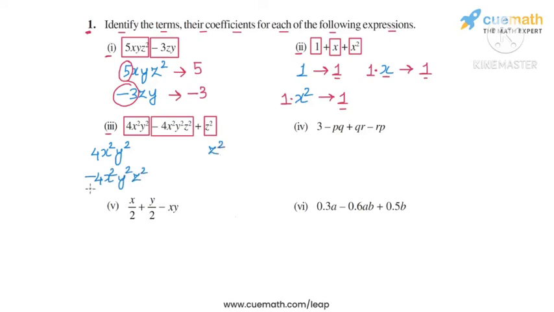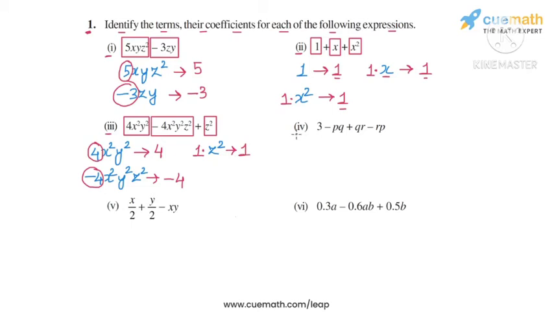And what about the coefficients? For the first term, 4x square y square, the coefficient is 4. So this is the coefficient of the first term. For the second term, the coefficient is minus 4. And then for the third term, z square, you can think of this as 1 into z square. So the coefficient of z square is 1. So these are the three coefficients in part 3.